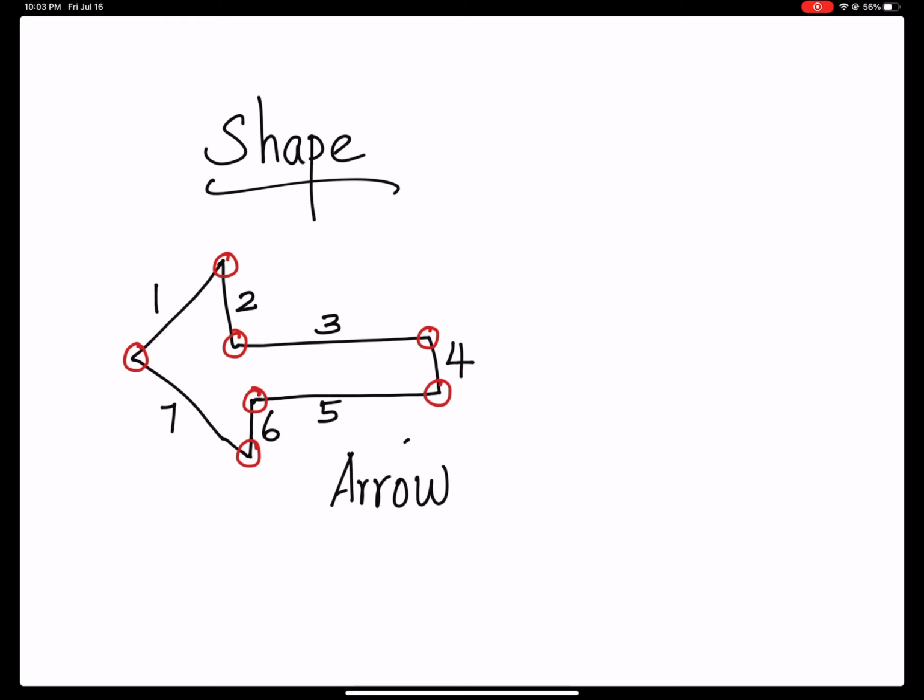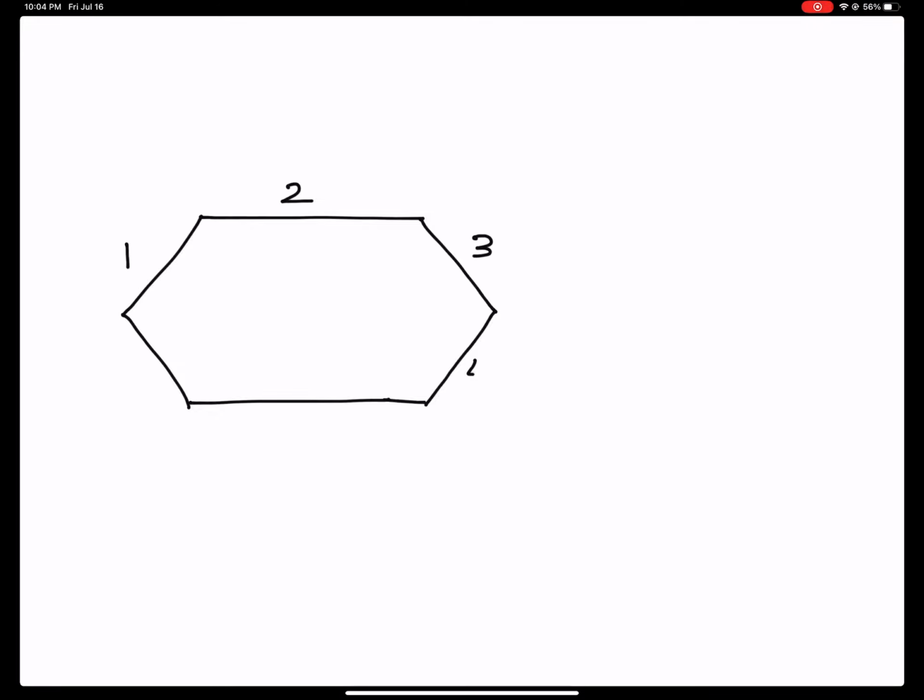Now let us find out how many sides and angles this shape has. I can count 6 sides. 1, 2, 3, 4, 5, 6. I see 3 sides on the top and 3 sides on the bottom.